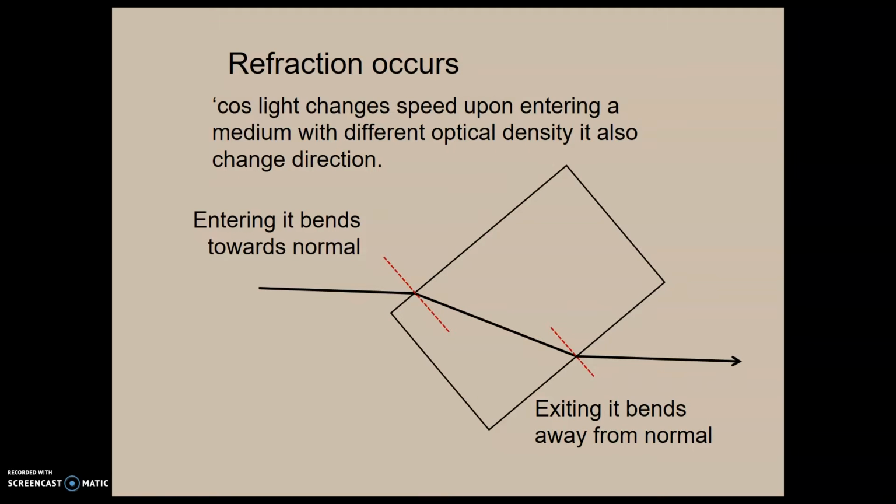Refraction occurs because light changes speed upon entering a different medium, a medium with different optical density, and it changes direction in such a way that this little angle is bigger than that one. So it's bent again towards the normal and away from the normal as it exits.